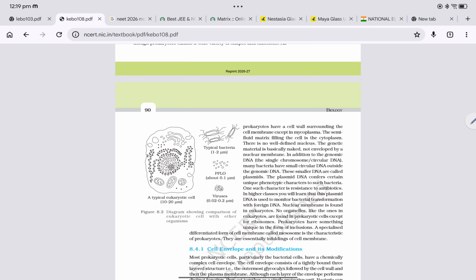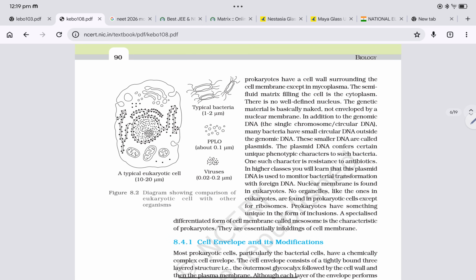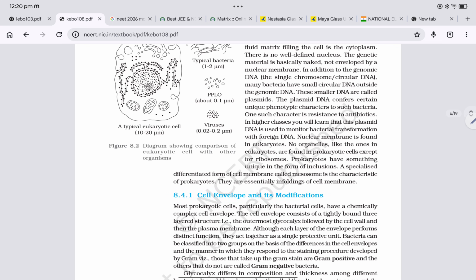Nuclear membrane is found in eukaryotes. No organelles like the ones in eukaryotes are found in prokaryotes, except for ribosomes. Prokaryotes have something unique in the form of inclusions. A specialized differentiated form of cell membrane called mesosome is the characteristic of prokaryotes. They are essentially infoldings of cell membrane.